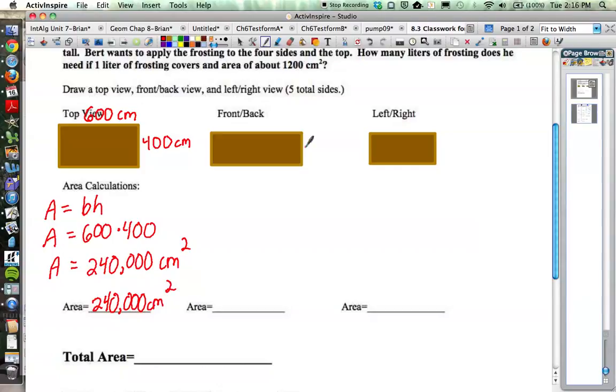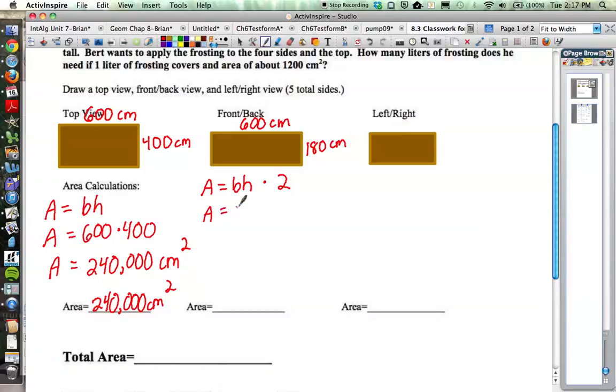The front and back, so let's think about the dimensions up here. The front is going to be 600 centimeters across. And then we need to be thinking about how tall the cake is. So it said 180 centimeters is how tall the cake is. Now, when we do the area formula, we're going to have area is equal to base times height for a rectangle, but we're going to multiply that by 2 because we're doing the front and the back.